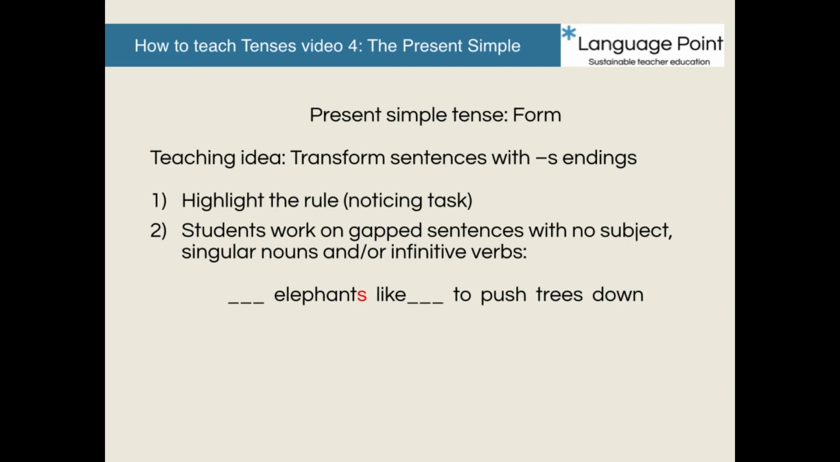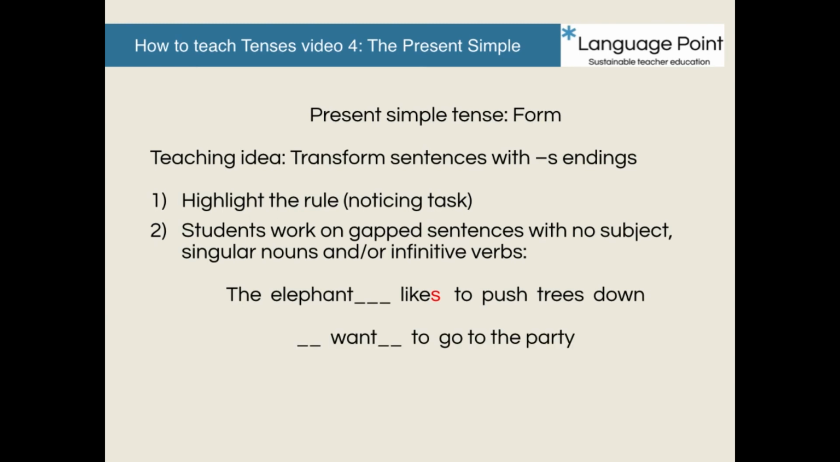We can put the S on the end of the noun, in which case we don't need one on the verb, so "elephants like", or "the elephant likes". We need to add the S because there's only one elephant, and then we put the S on the end of the verb, so noun or verb with the S on the end.